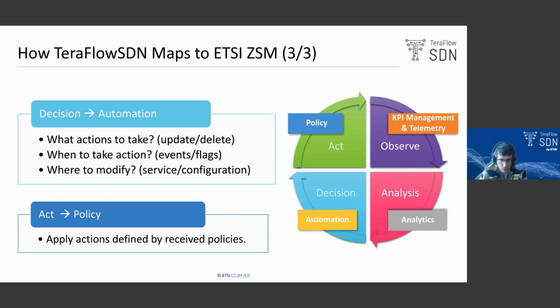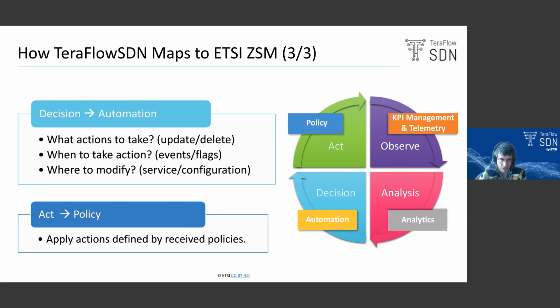And what do we need to do? We need to modify a connectivity service. We need to reroute, for example. We need to change a configuration in an IP router, and so on. So this is done by defining the different policies, which are then applied by the policy component.